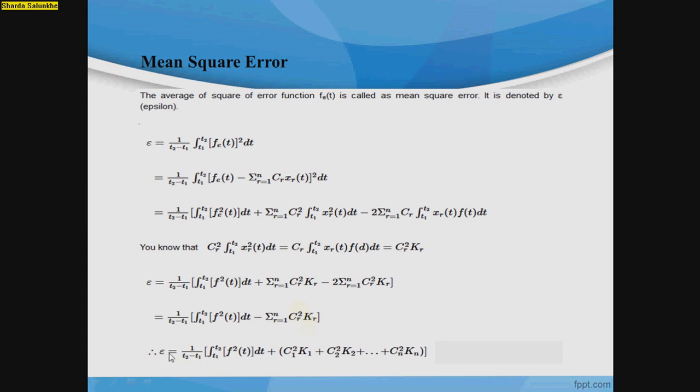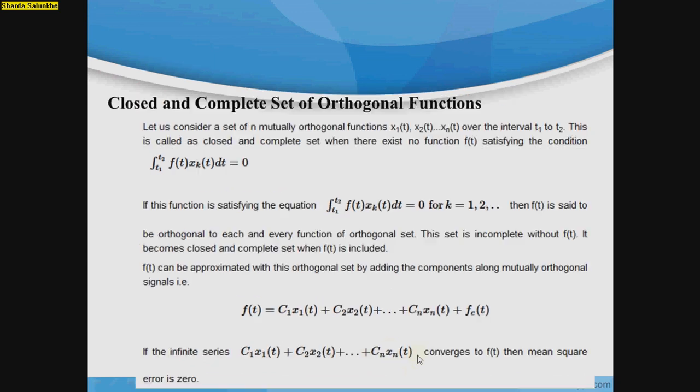That is, 1 divided by t2 minus t1 integration over the period t1 to t2 of f square of t dt as it is, plus the summation expanded by putting the values of r. So c1 square k1 plus c2 square k2, and you will get the expansion of the summation up to cn square kn.